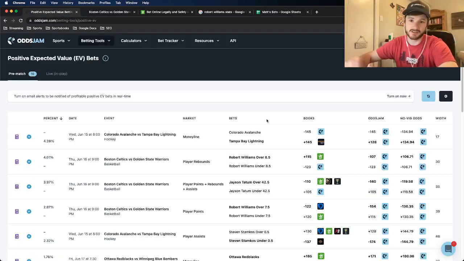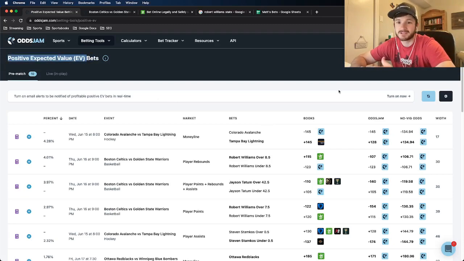So I have another one for Game 6 that I think is awesome. I did do some research into this one, so I like it both for basketball and for math reasons. I'll start with math reasons. So this was a bet that I found using the OddsJam Positive Expected Value page. This page is where any opportunity has mathematically profitable value associated with it.